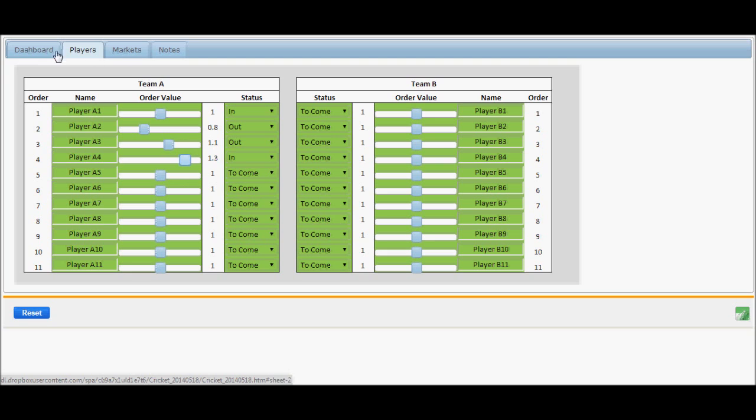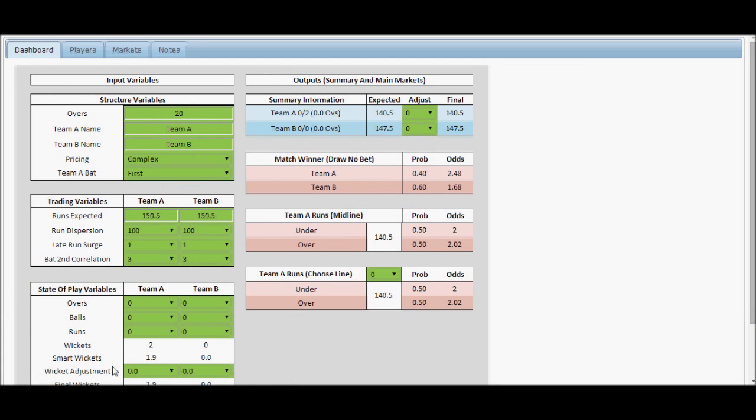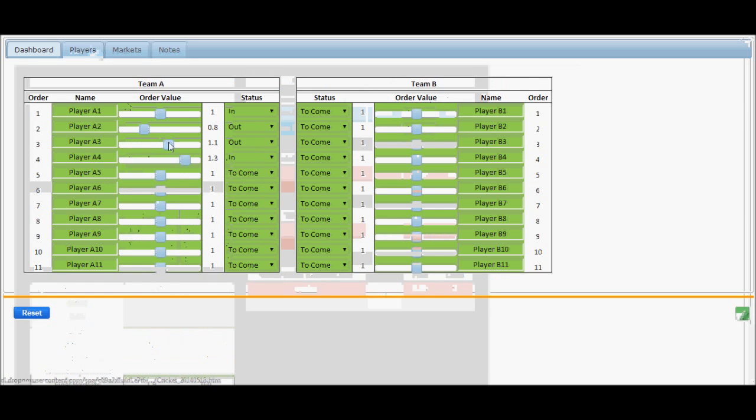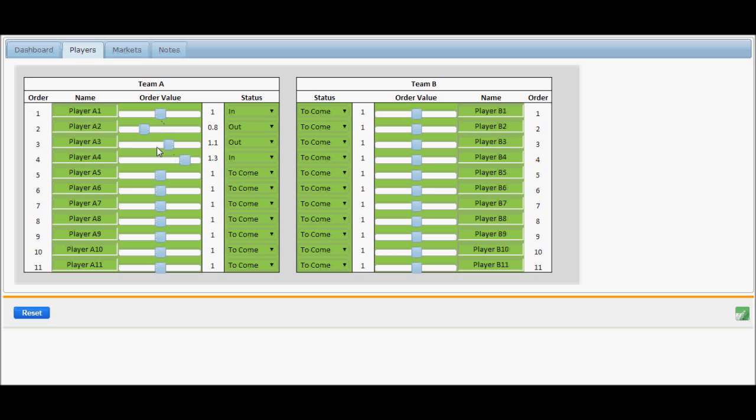So let's just have a look now at this thing here, which is the smart wickets. What this is telling us is that although they're 2 down, because of the context of what we've said, this team are actually not quite as worse off.